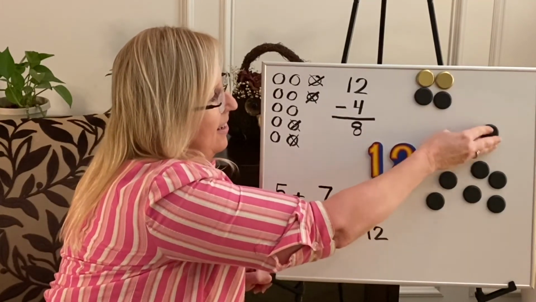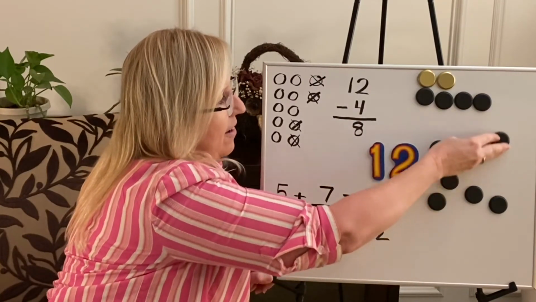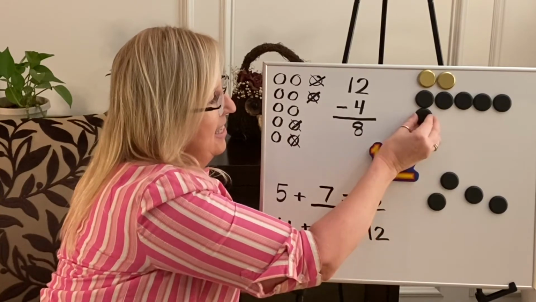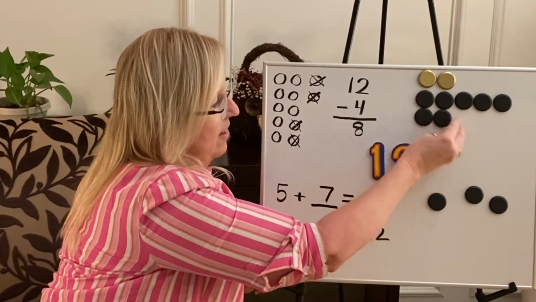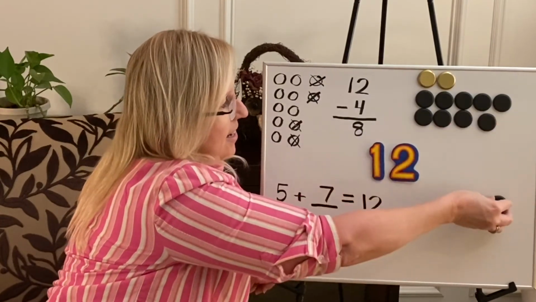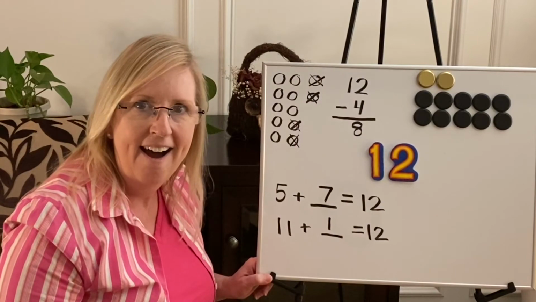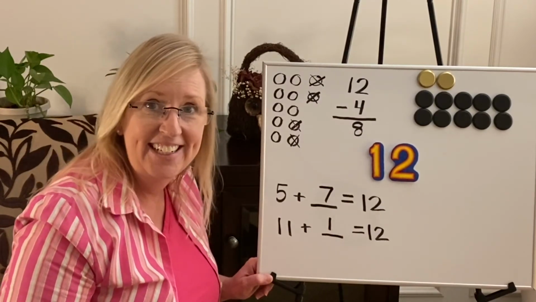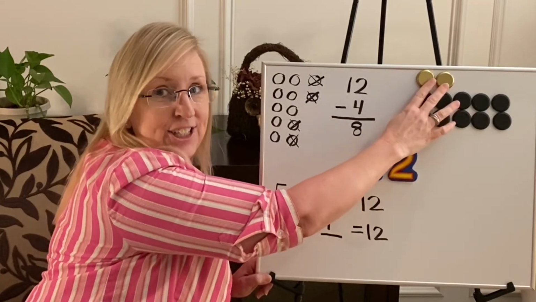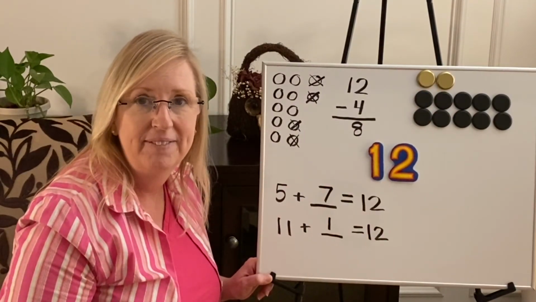2, 3, 4, 5, 6, 7, 8, 9, 10. Did we do it? 10 and 2 left over makes 12.